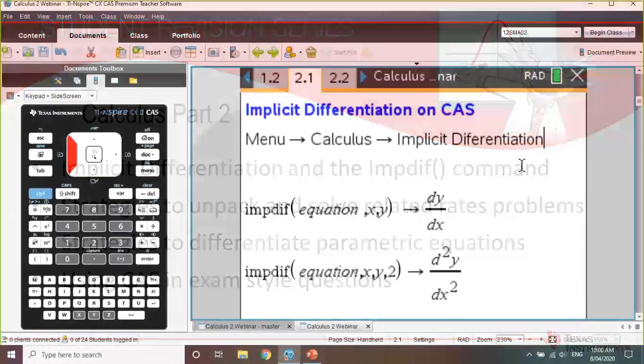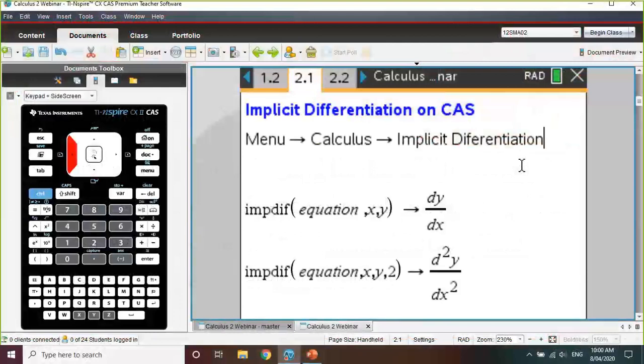To perform implicit differentiation on CAS, we can go through our menu, in particular through the calculus menu, and there's an option in there for implicit differentiation. So if we want to actually work out what dy/dx is, the structure of the implicit differentiation command, impDiff, is we first of all have to type in our equation, followed by comma x, comma y. So x is our independent variable and y is our dependent variable. So think of x as what we're differentiating with respect to.